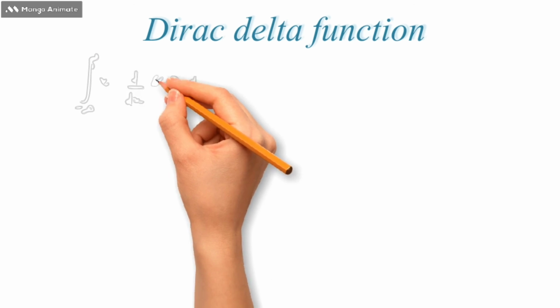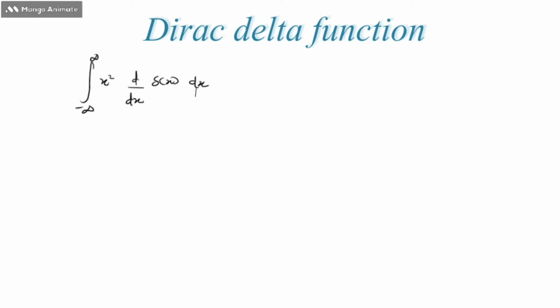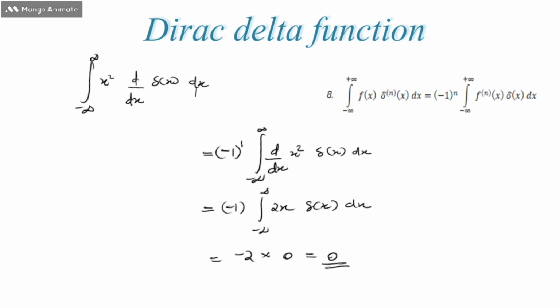Now, we look into another problem involving the derivative of the delta function: integral minus infinity to plus infinity x squared d by dx of delta of x, which is simplified by using the eighth property. The integral minus infinity to plus infinity, f of x times the nth derivative of the delta function dx can be calculated by transferring the derivative to the function, and multiplying with minus 1 raised to n. That is equal to minus 1 raised to 1, integral minus infinity to plus infinity d by dx of x squared times delta of x dx. By solving the equation, the integral of x squared d by dx of delta of x dx is equal to 0.